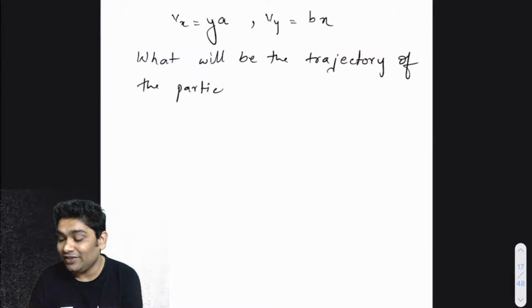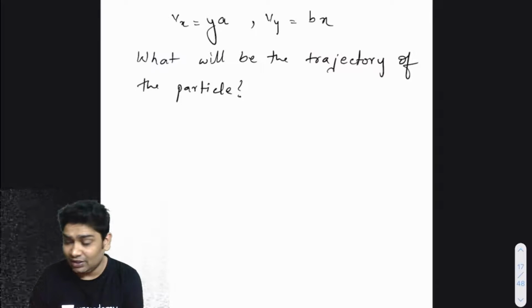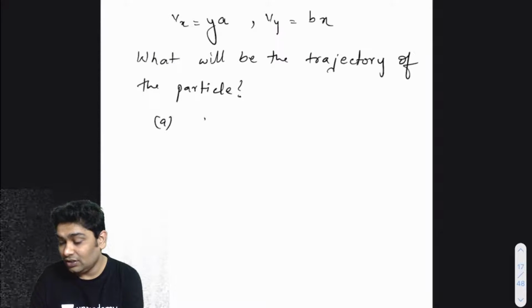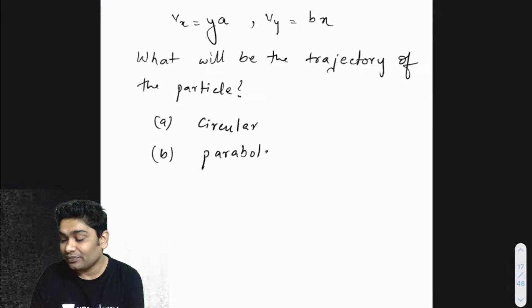Whose velocity varies like this? I think this was asked in Mains. I don't exactly remember the year, but the options were: A, circular, so does it move in a circle? Or B, parabolic, so does it move in a parabola? Then you had ellipse and hyperbola.